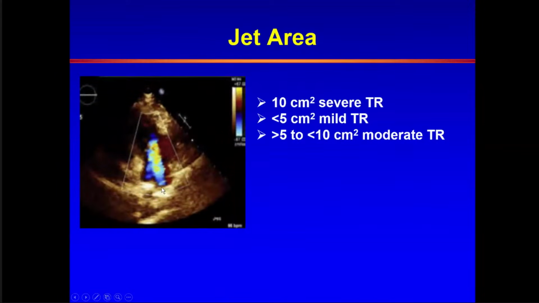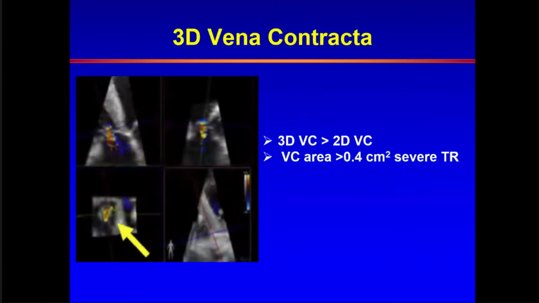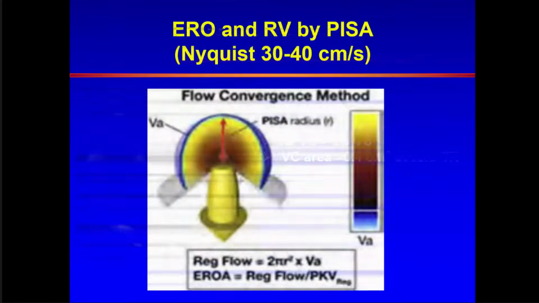You can also look at the jet area. A small jet area in a central jet, not an eccentric jet, goes with mild TR, less than 5, more than 10 severe TR, in between moderate TR. All of these color Doppler measurements are heavily dependent on the aliasing velocity and the color gains, so one has to look at these carefully. You can also work with 3D vena contracta with an area more than 0.4 centimeters squared, signifying severe TR.